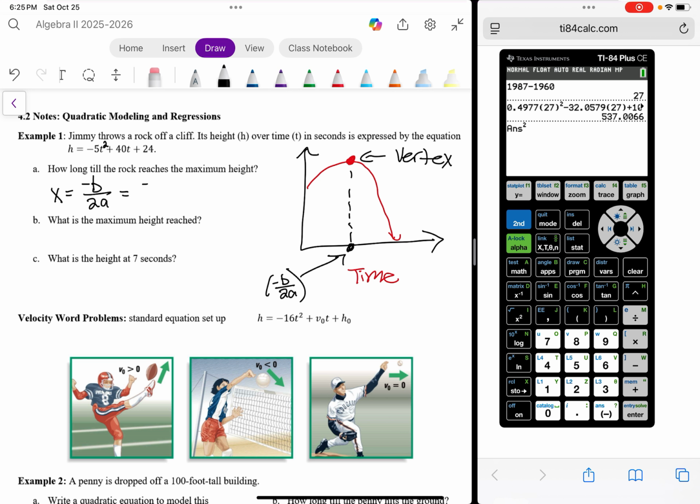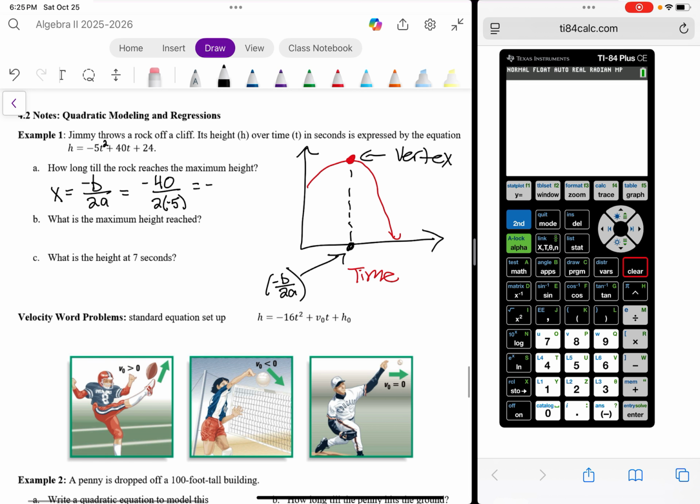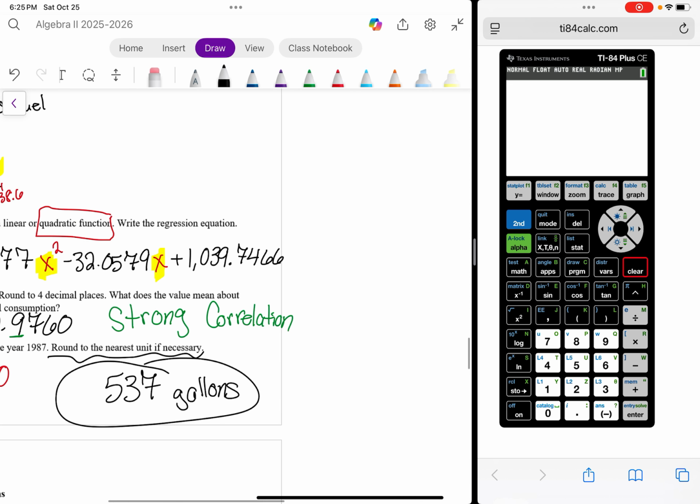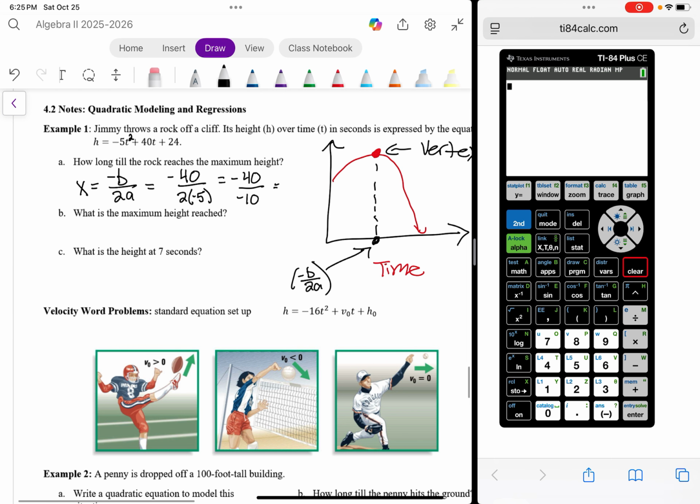So b is 40, so we'll do negative 40 over 2 times our a value of negative 5. Now it is really important that you simplify the bottom first before you type it in your calculator. So this becomes negative 40 over negative 10, which simplifies to 4 seconds.